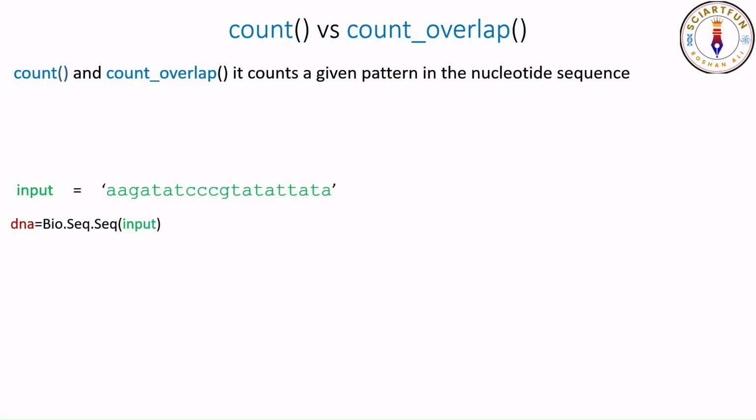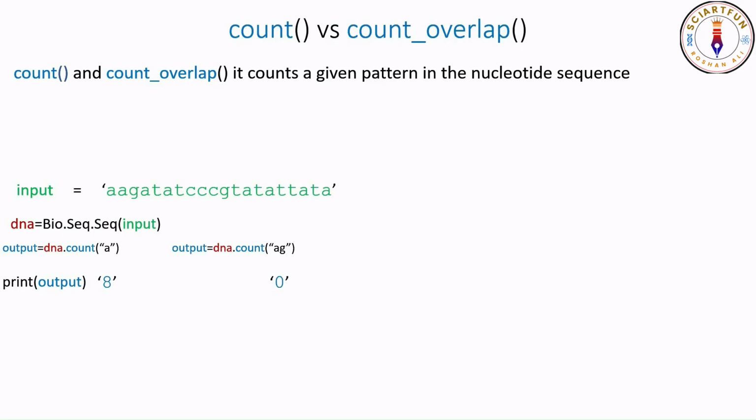Now, if you want to count A in this sequence, then type this command and print the output. The result is 8. You can see there are 8 A's in this sequence. Now let's see if there is any A, G in combination in the sequence. The result is 0. No A, G together were found.